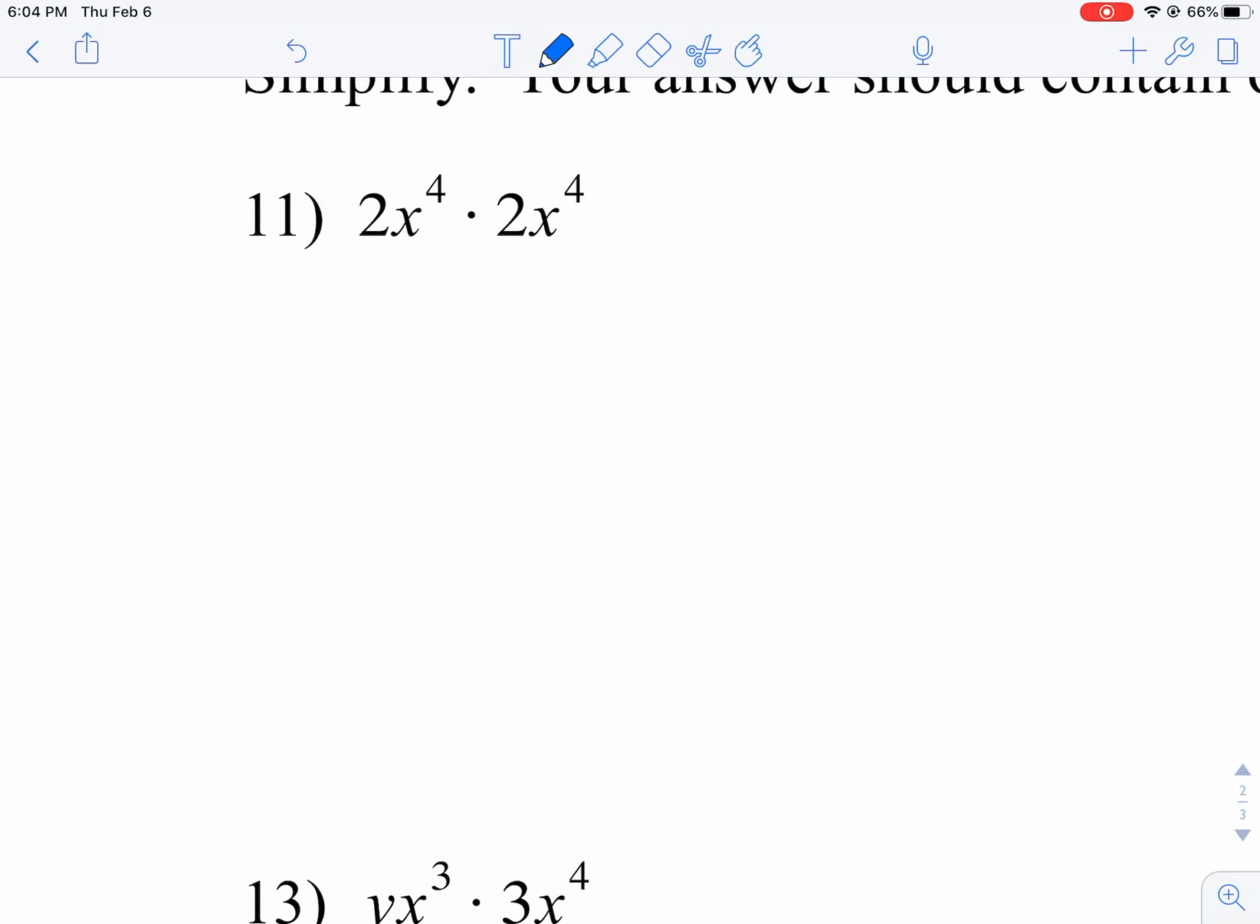So 2x to the fourth times 2x to the fourth, multiply the coefficients, add the exponents. That gives me 4x to the eighth. Pretty quick one.